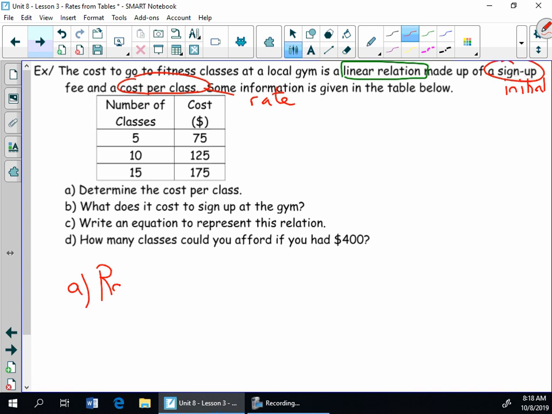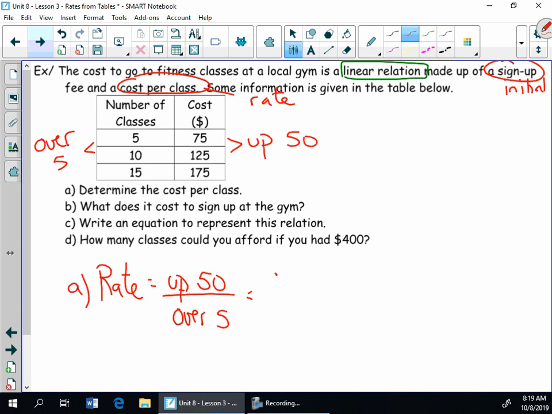Okay, part A asks for the rate per class. So let's pick 2 numbers. Oh, 75 to 125 went up this time. Looks like it's going up 50. Goes up 50 for every 5 classes. Okay, 50 what? Those are $50. So it's 5 classes, which means I've got $10 per class.